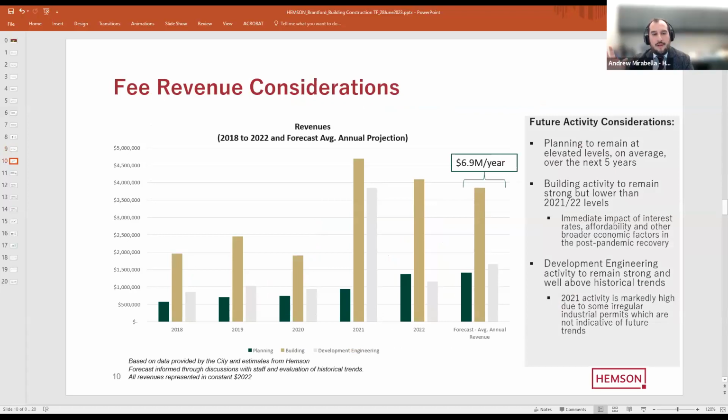So now we have a bit of an idea on the cost side. Then we want to shift our attention to the revenue side of things. Looking at the revenues, Brantford has seen some growth on the revenue side for application type activity, particularly on planning, building, as well as engineering. So all three, but we do see things have started to stabilize, at least in the last couple of years. But 18, 19, and 20 look very different from 2021.